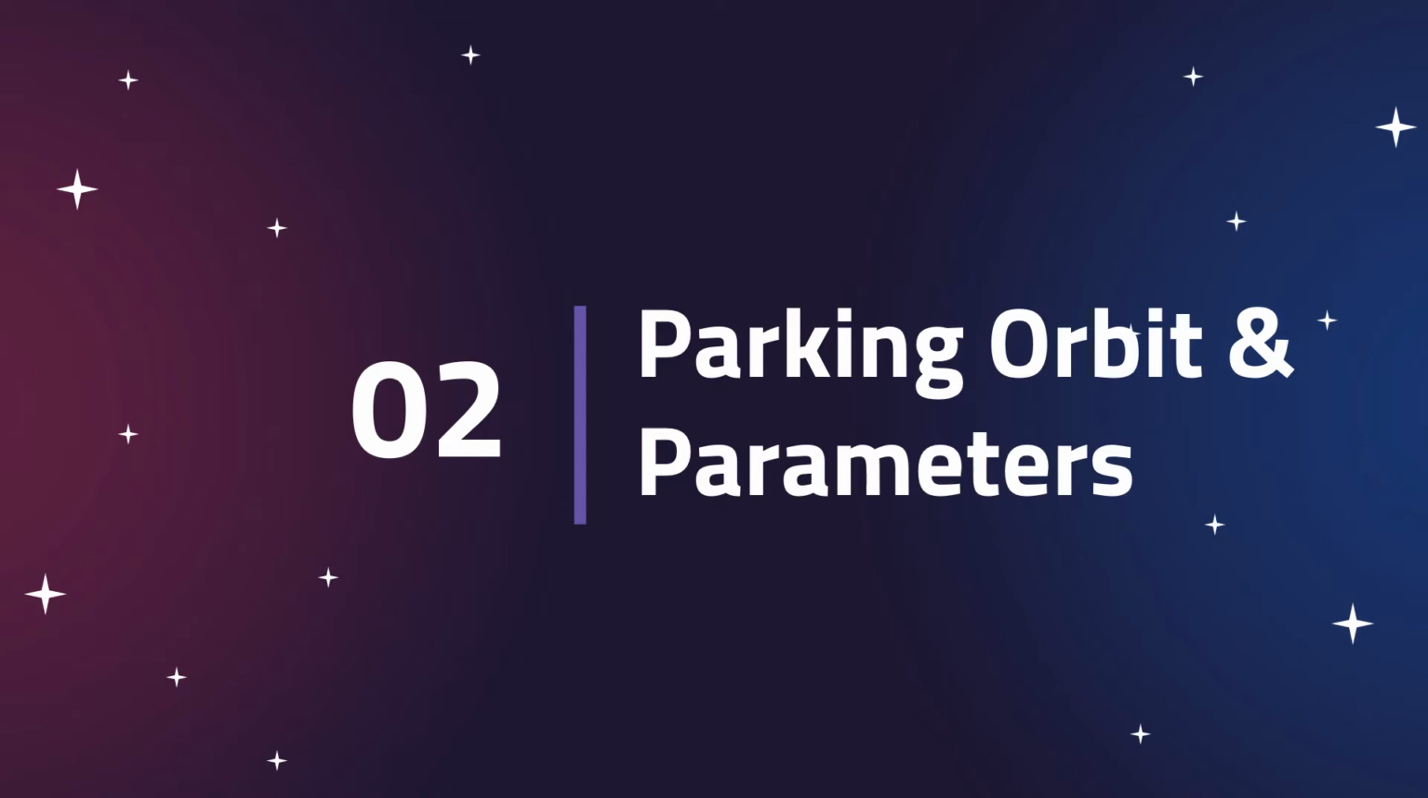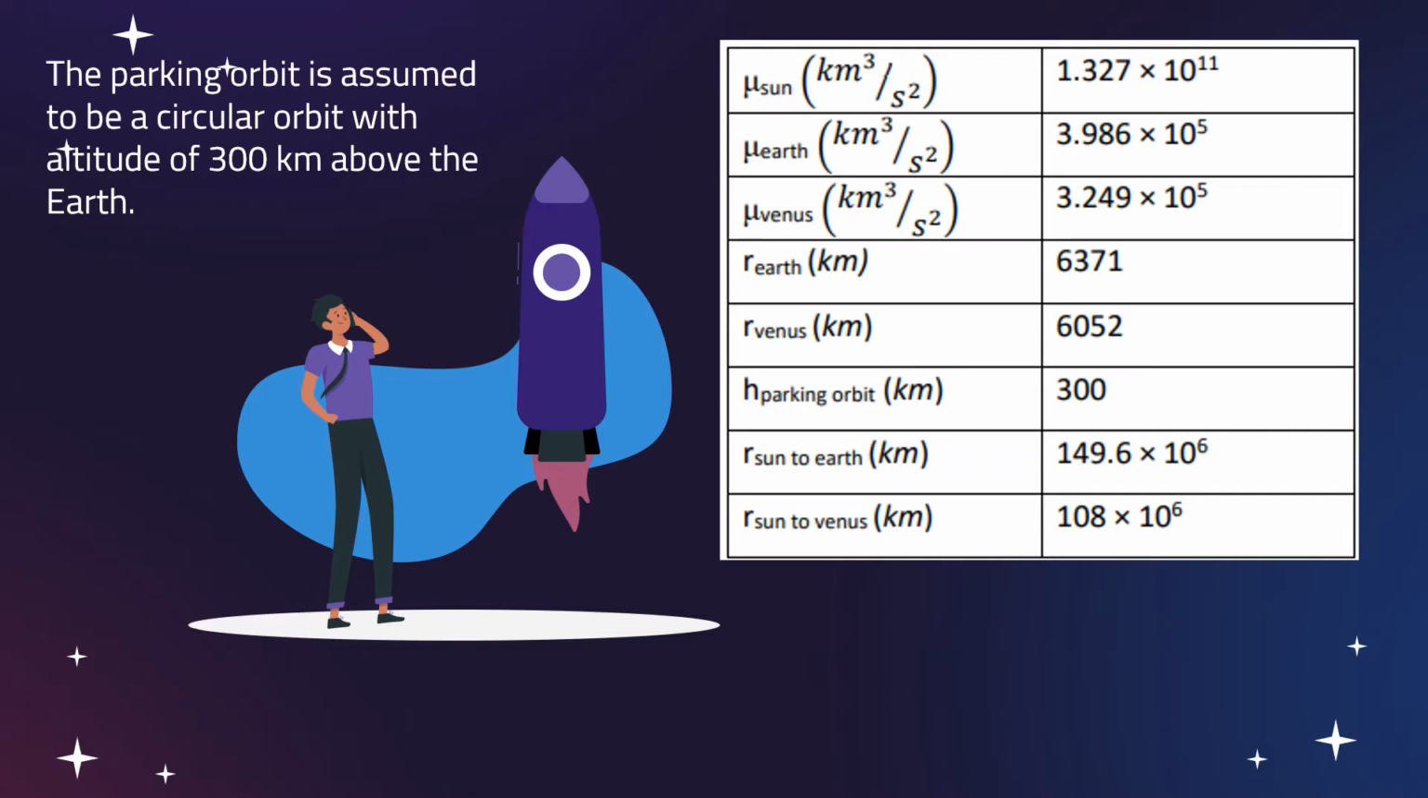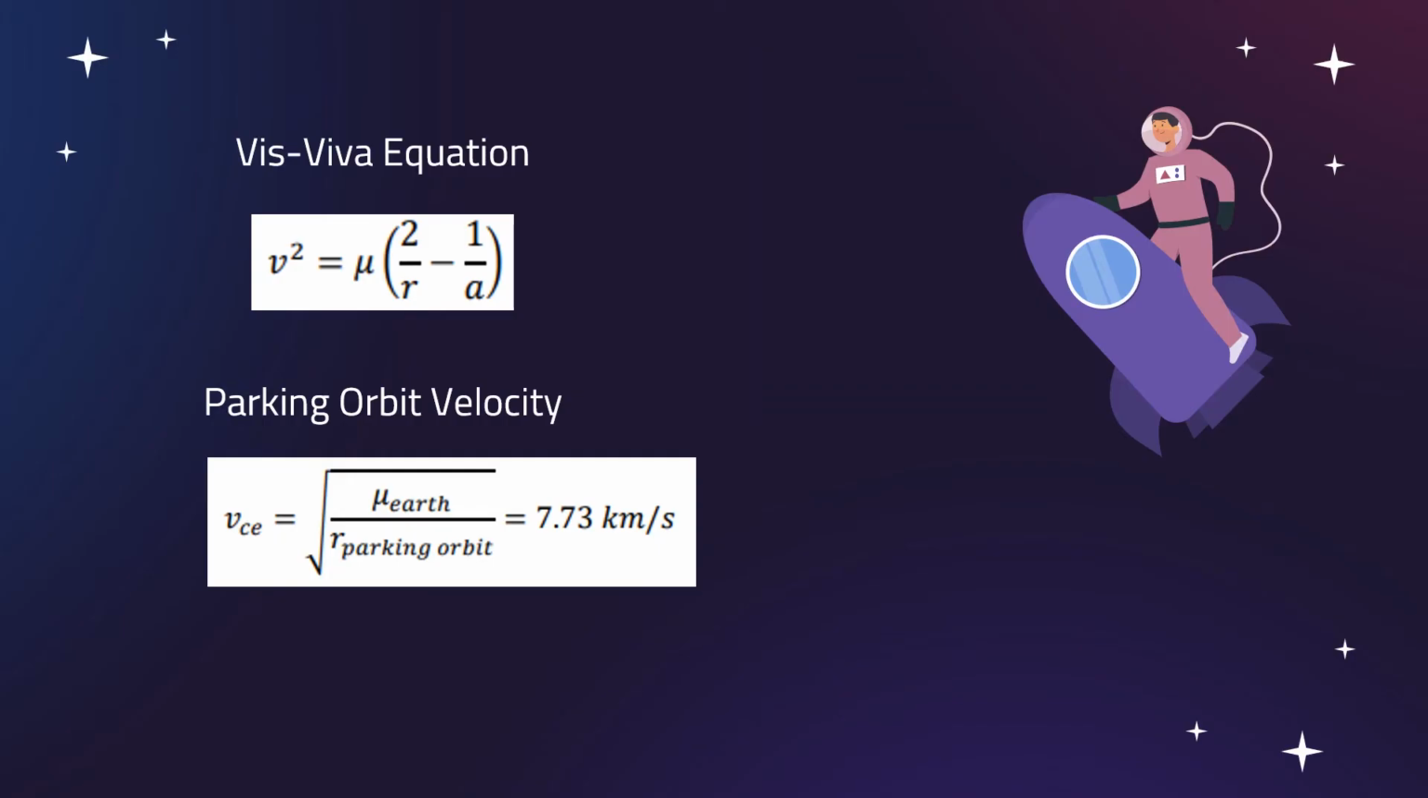Moving on to the second part, which is the parking orbit and the parameters. The parking orbit is assumed to be a circular orbit with an altitude of 300 km above the Earth. On the right side, we have a table consisting of parameters that will be used during the calculation afterward. The parking orbit velocity can be calculated using the vis-viva equation, which gives us a parking orbit velocity of 7.73 km per second.